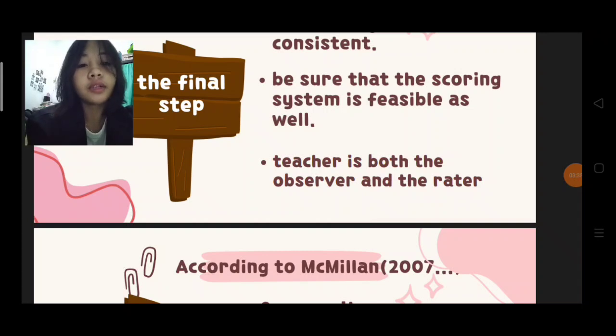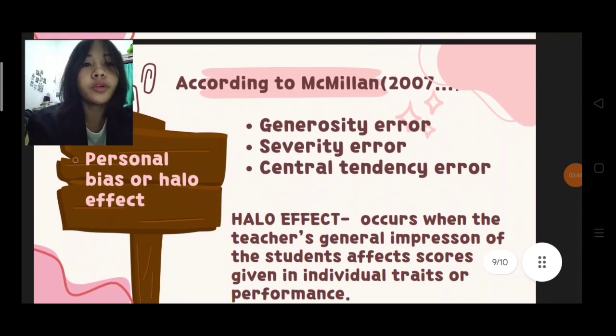Often, the teacher acts as both observer and rater, but for significant decisions, involving multiple raters ensures fairness. According to Macmillan 2007, there are 3 common rating errors: the generosity error, severity error, and central tendency error. However, human judgment is prone to biases. We must be aware of common rating errors.